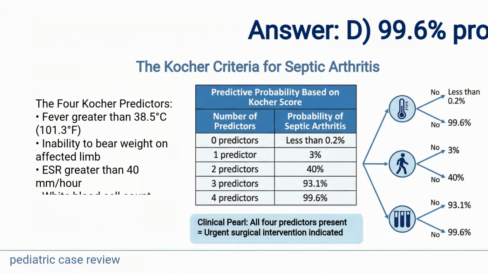When all 4 predictors are present, urgent surgical intervention is indicated without further delay. The Kocher criteria are most useful for distinguishing septic arthritis from transient synovitis, which is the most important differential diagnosis in a child with hip pain.